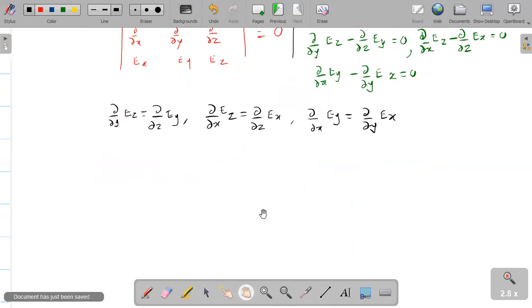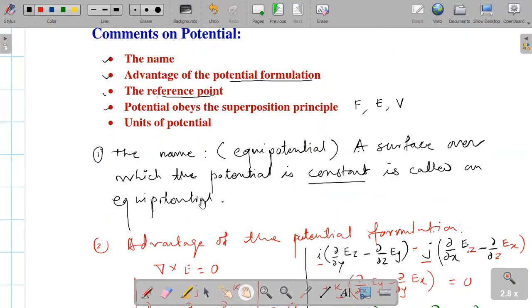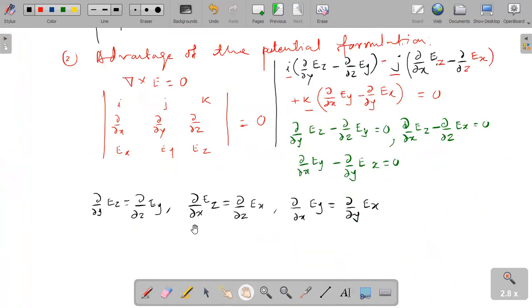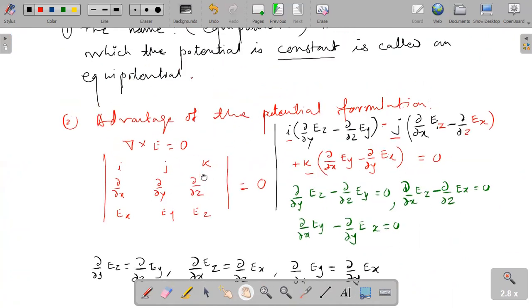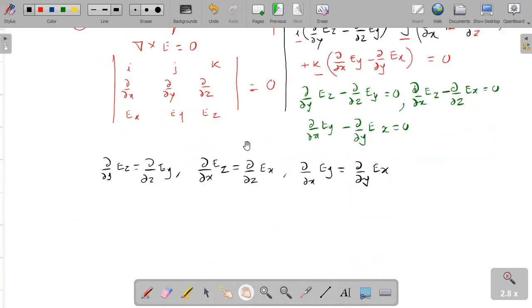Next point is point number 3. And dear student, point number 3. See, I have already explained the name. In case of name, only write about the equipotential. In case of advantage of potential formulation, just find out the curl of E and show that there are total 6 components, and there are 3 in that component. Only 3 are identical. Then next is what? A reference point. And for reference point, dear student, directly write.